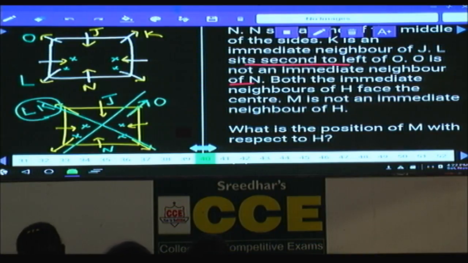Then both the immediate neighbors of H are facing the center. Immediate neighbors of H facing the center means H must be where? H must be at the corner only. Then H is here, and the immediate neighbors of H are facing towards the center. And M is not an immediate neighbor of H. M cannot be here, M must be here. M is here, who is the person left over? I is the person left over. And this is about question numbers 40 to 44. Then question number 45.